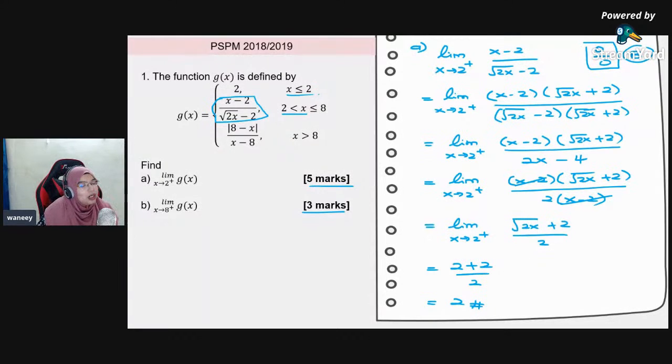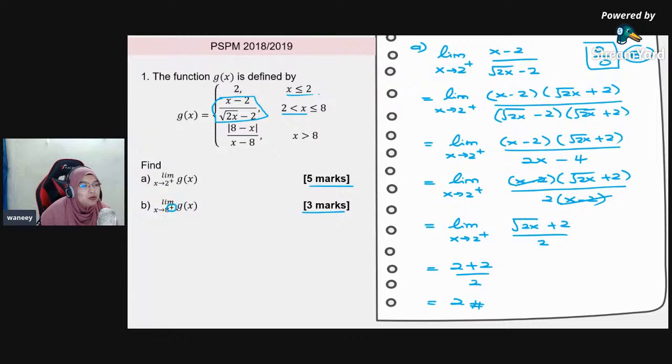The next one, we got a limit for x approaching 8 from the right hand side of g(x). Okay, so if you look at the function, we got a modulus of 8 minus x over x minus 8. So if you try to substitute x with 8, you are going to get 0 over 0. So since we do have 0 over 0, kita mesti cuba untuk factorize dia. Tetapi yang ini dia memang nak 8 yang daripada arah kanan saja.